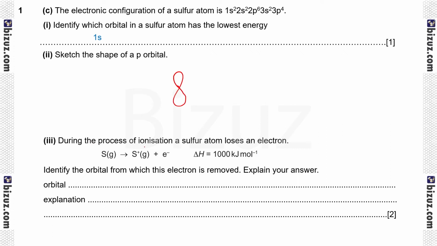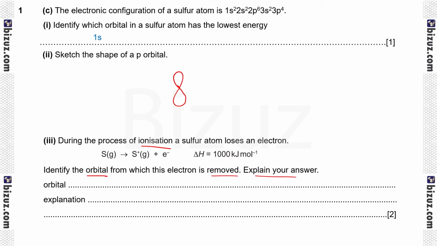During the process of ionization, a sulfur atom loses an electron. So sulfur in the gaseous state will lose an electron to form a unipositively charged ion, also in the gaseous state, and for this process the enthalpy change is 1000 kJ per mole. That means the first ionization energy for sulfur is 1000 kJ per mole. Identify the orbital from which this electron is removed.